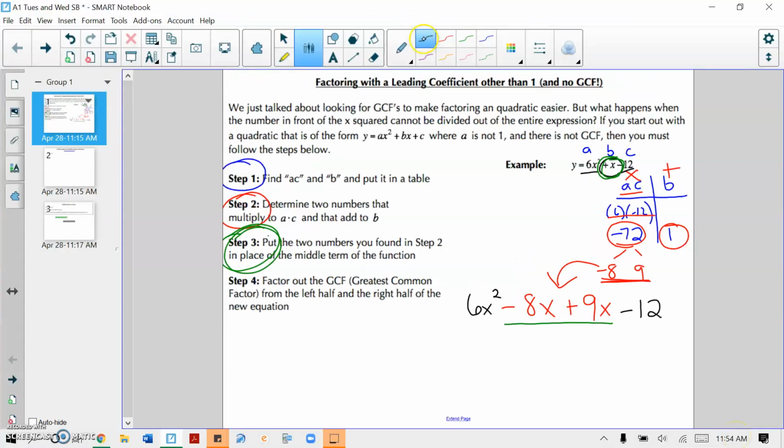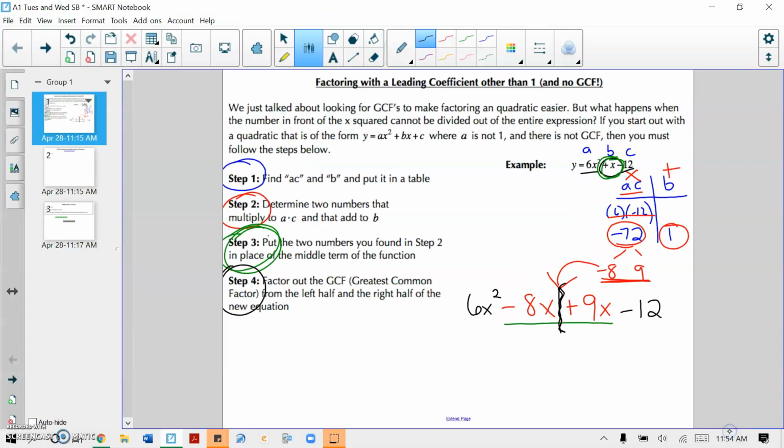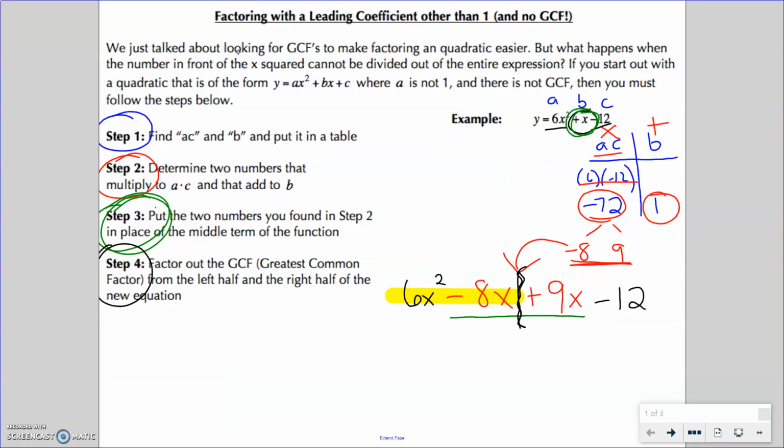All right, step 4. This is sometimes the hardest part for students, okay? You're going to factor out the GCF, or the greatest common factor, from the left half and the right half of the new equation. So here's what I do with that. I draw a squiggle line. So you'll hear me call it the squiggle line, where I basically cut it in half. And I say, okay, if I was just looking at this left half of the equation, okay, just 6x squared minus 8x, what would that be? Like, what would the GCF be? Meaning, what is the largest thing I can take out of both of those terms? Well, the largest number I can take out of both those terms is 2. And by take out, I mean divide.